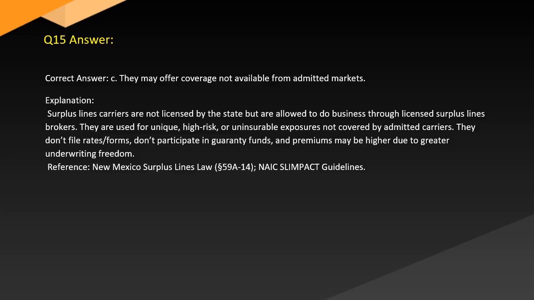Answer. Correct answer: C. They may offer coverage not available from admitted markets. Explanation. Surplus lines carriers are not licensed by the state but are allowed to do business through licensed surplus lines brokers. They are used for unique, high-risk or uninsurable exposures not covered by admitted carriers. They don't file rates or forms, don't participate in guarantee funds, and premiums may be higher due to greater underwriting freedom. Reference. New Mexico Surplus Lines Law, SSF 14 Unique Slim-backed Guidelines.